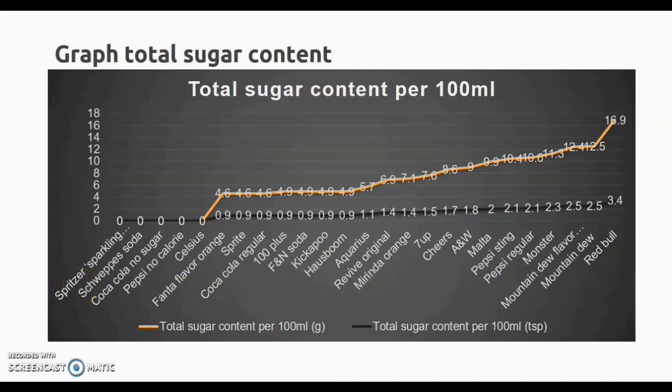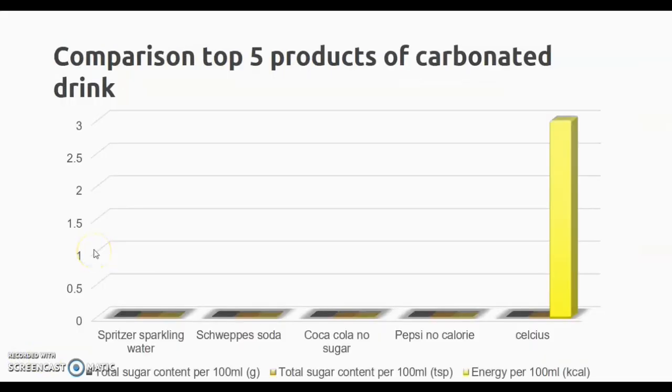For the lowest total sugar content, there are 5 products which are Spritzer sparkling water, Chef soda, Coca-Cola no sugar, Pepsi no calorie, and Celsius. These products have 0 sugar content. So, comparison of the top 5 products of carbonated drink. Top product means they have 0 sugar content and no energy at all, but only the Celsius brand has about 3 calories for energy.